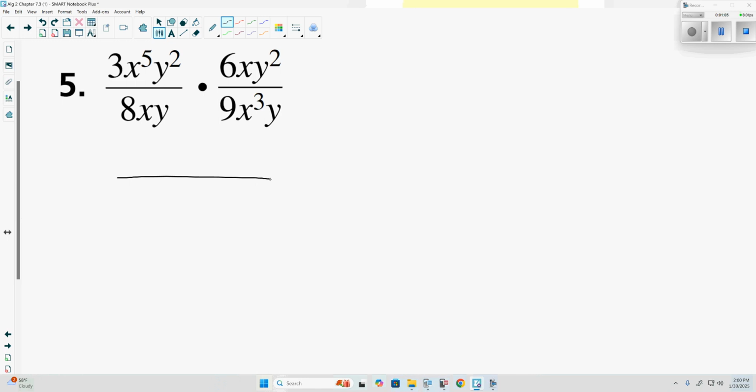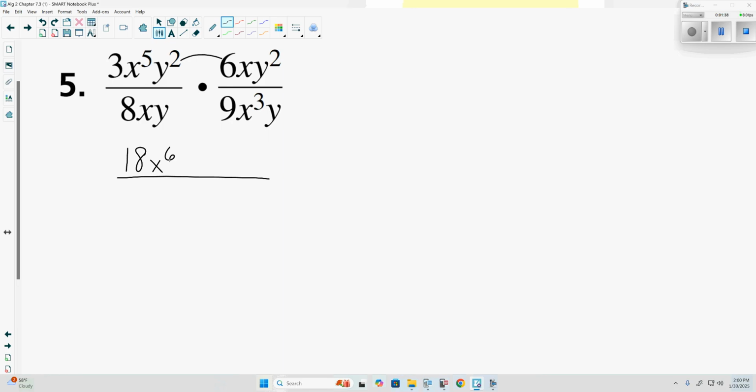Now, the first thing we can do is multiply numerator with numerator, denominator with denominator. Top of the fraction with the top of the fraction, bottom of the fraction with the bottom. So we'll multiply our numbers first. 3 times 6 is 18. X to the 5th times x would be x to the 6th.